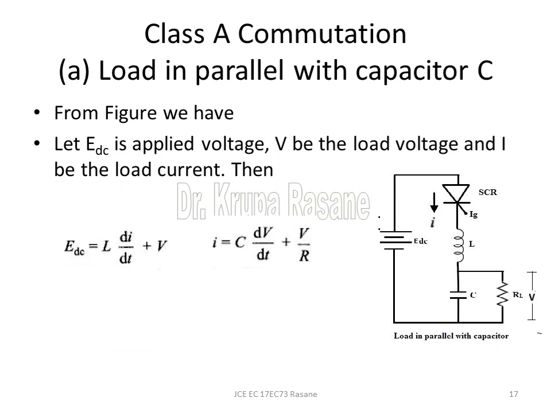In this, I am taking the first case, that is the load is in parallel with the capacitor C. And here we are applying EDC as the DC voltage. From this circuit, by KVL, EDC is equal to L into di by dt plus V. V is the voltage that is coming across this capacitor and RL. So I'll simply write it as L into di by dt plus V. And the current that is flowing through the thyristor can be represented as I.